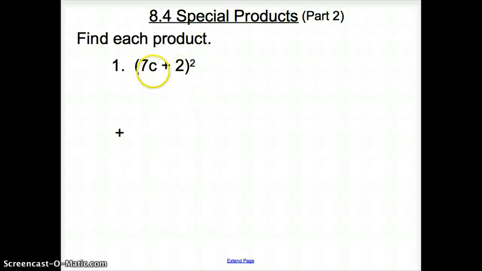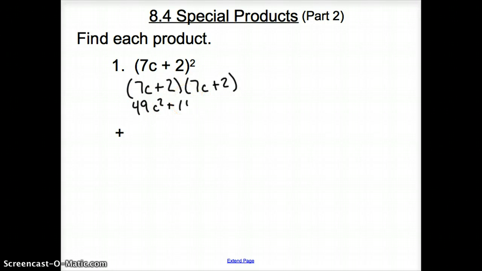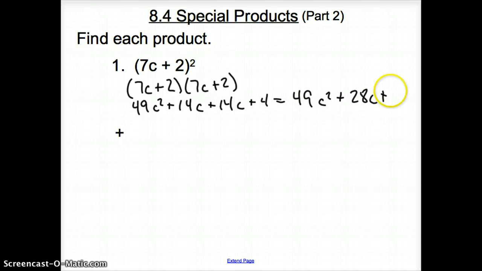Remember, with this square at the end, the very first thing we have to do is rewrite it. So it's 7c plus 2 times 7c plus 2. Now I'm not going to use arrows. I'm not going to use different colors. I'm just going to multiply it. Remember, it's 7c times 7c. So it's 49c squared. That's 7c times 2 to be plus 14c. That 2 times 7c now is plus 14c. And then 2 times 2 is plus 4. And now that simplifies into 49c squared plus 28c plus 4.